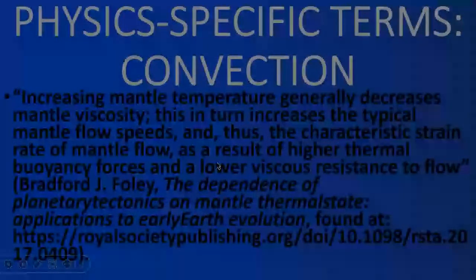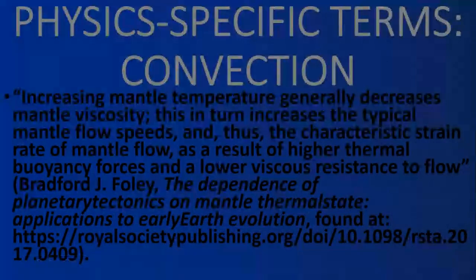Okay, physics-specific terms: convection. Increasing mantle temperature generally decreases mantle viscosity. This is a quote. This in turn increases the typical mantle flow speeds and thus the characteristic strain rate of mantle flow, as a result of higher thermal buoyancy forces and a lower viscosity resistance to flow. You can see where I've got the sources here at the bottom.